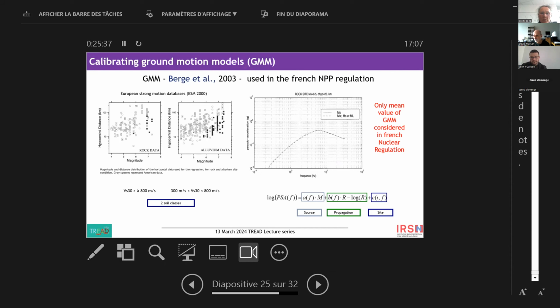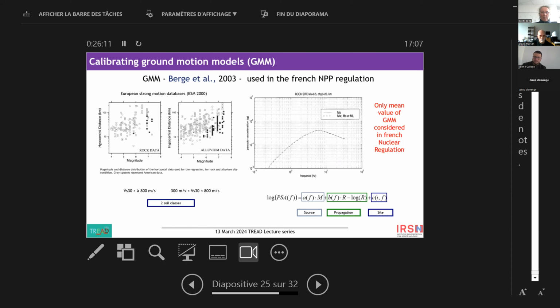Hello, I would like to ask, what is the distance limit to consider an event in the vicinity of a site? I don't know who is asking this question. Maybe I should answer. There is no limit. The limit is mainly given by the ground motion model. Usually, we cannot go very far with this model, for example, not beyond 100 kilometers.